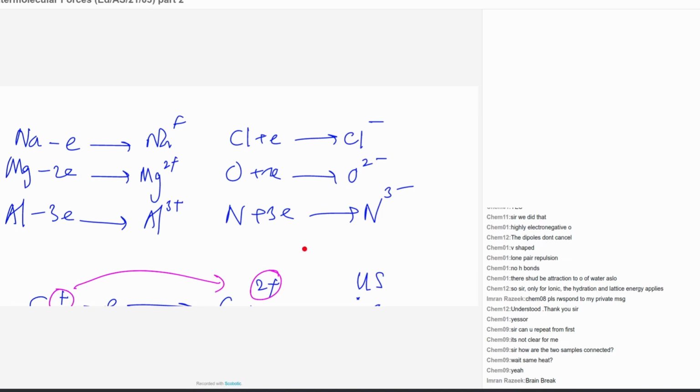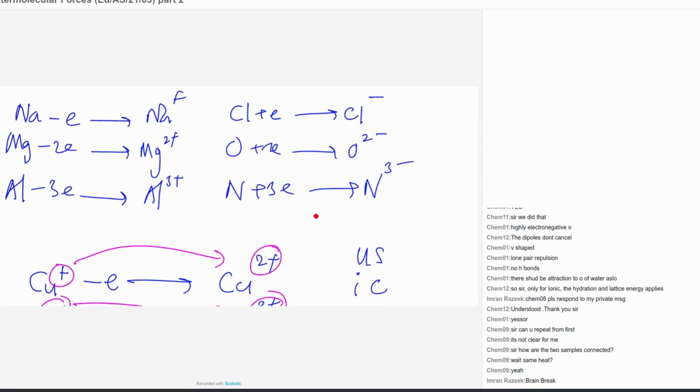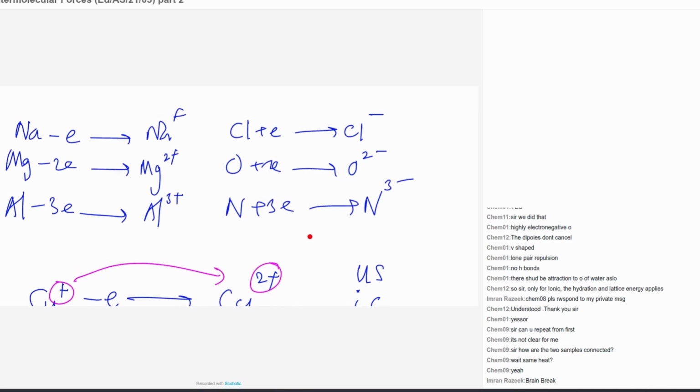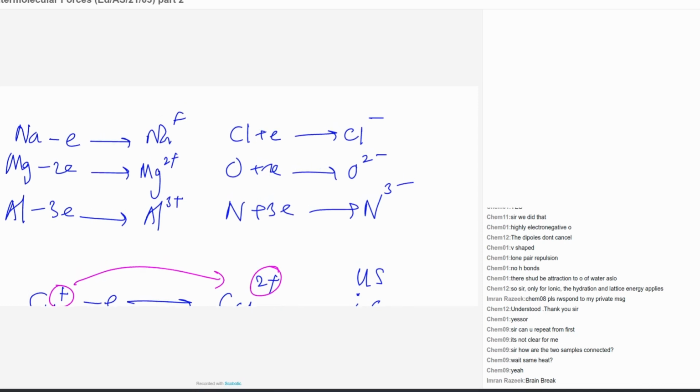Right, please copy the examples. Sodium, magnesium, aluminium.